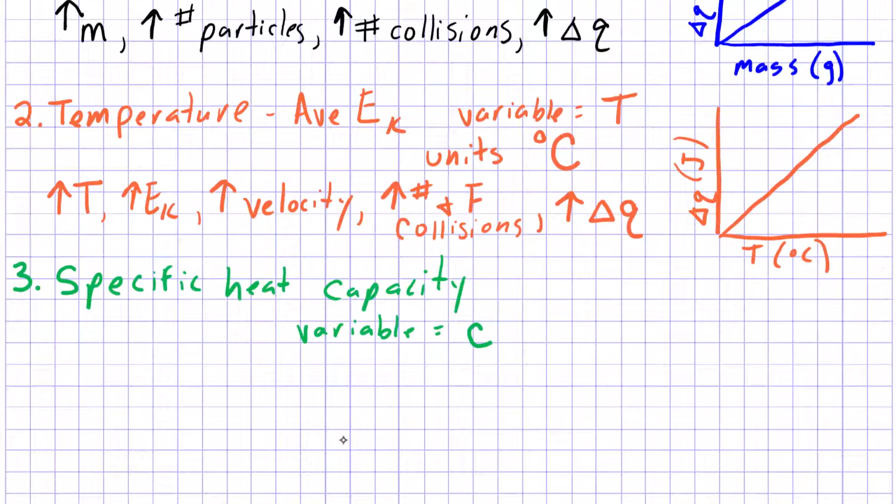It needs to be a lowercase c. Remember, for temperature, it's going to be degrees C. That's a capital C for Celsius. This is going to be a lowercase c. And so with our lowercase c, our specific heat capacity, our units, which will make sense in a minute, are going to be joules per gram degrees Celsius. Okay?